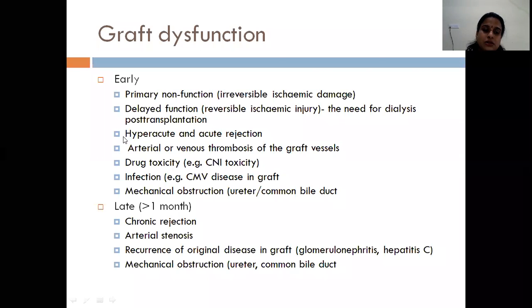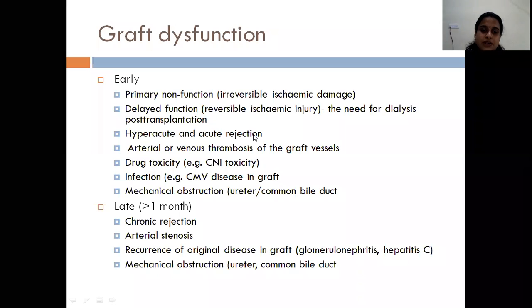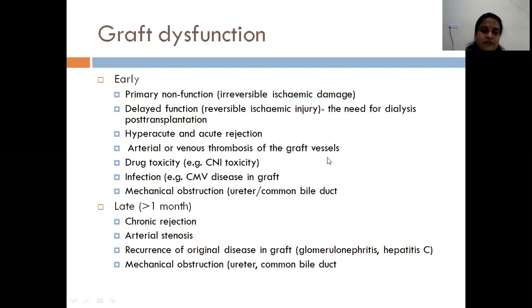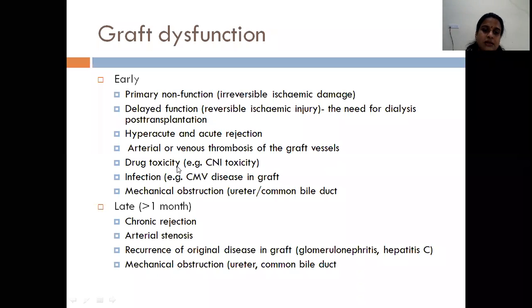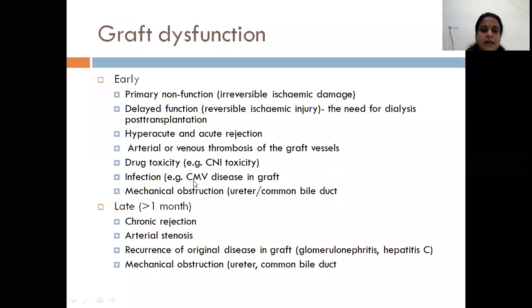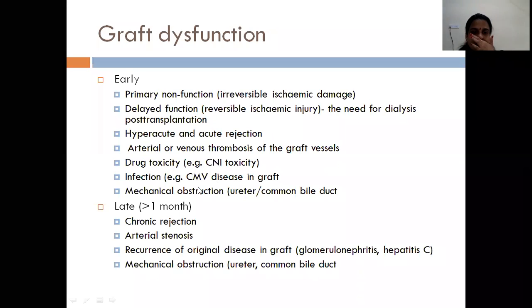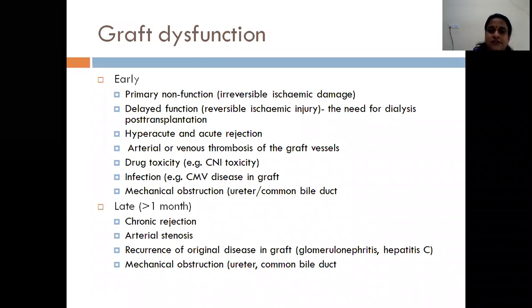Next, most common is the hyperacute graft rejection. We have to take care with proper immunosuppression, arterial and venous thrombosis of the graft vessels, and drug toxicity, mainly CNI toxicity from the immunosuppression that we give, which also leads to toxicity and hence rejection. Infection, mainly cytomegalovirus in the graft, and mechanical obstruction. Sorry, this is not common bile duct, ureter here. So these are the early causes of graft dysfunction, which sometimes are reversible.